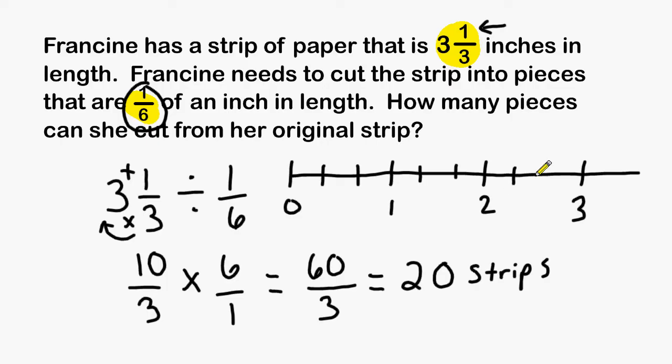And we only have to go a little bit past 3 because the original strip is 3 1/3. Now the smaller pieces we are trying to cut are 1/6 of an inch. And 1/6 is just half of 1/3. So if I make a mark in between each third, that would represent 1/6. So I'm going to make marks all the way across our number line here.